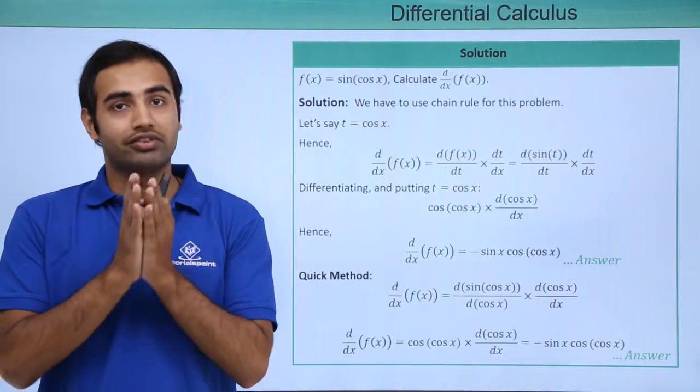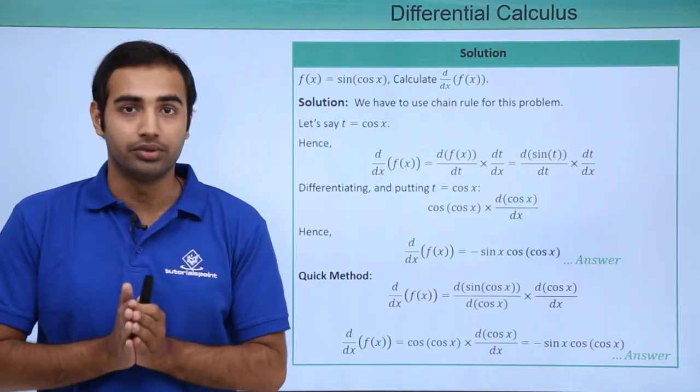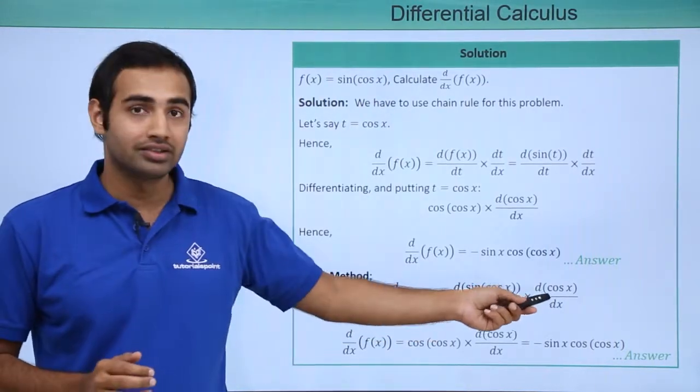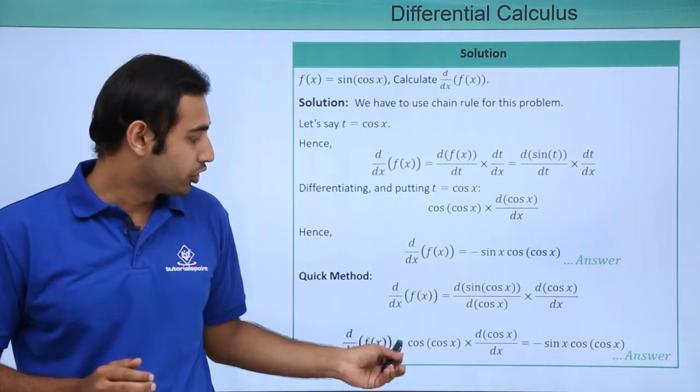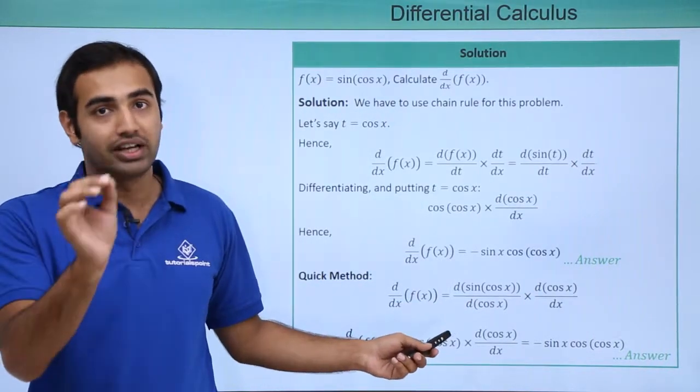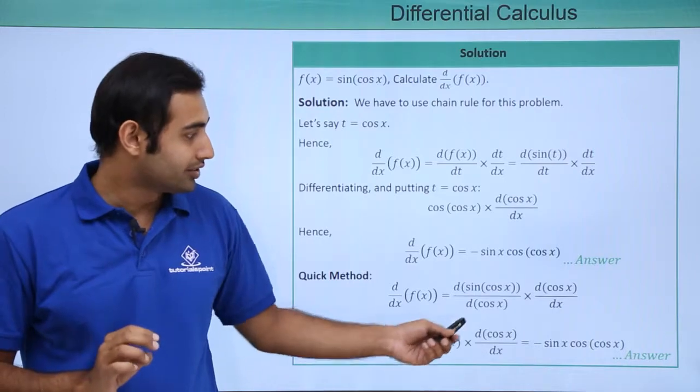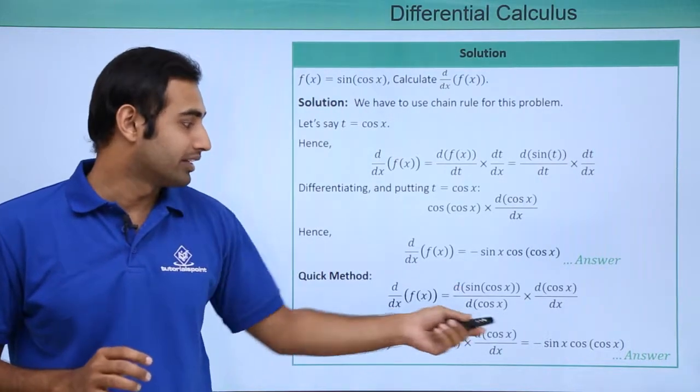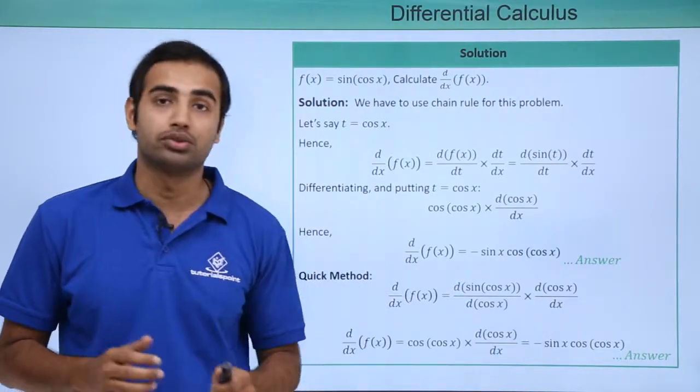So over here this is a very good example of how to apply chain rule. So once I have written the expression like this, derivative of this can simply be written as cos of cos x, because derivative of sine is simply cos, so cos of cos x, and then derivative of cos is simply minus sine, so it will become minus sin x into cos of cos x.